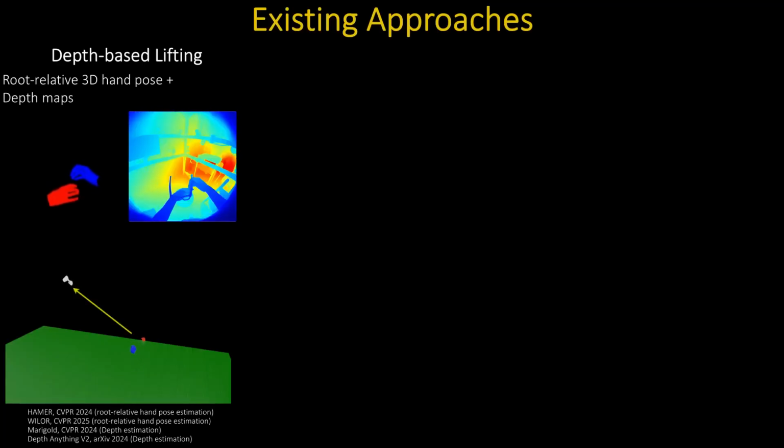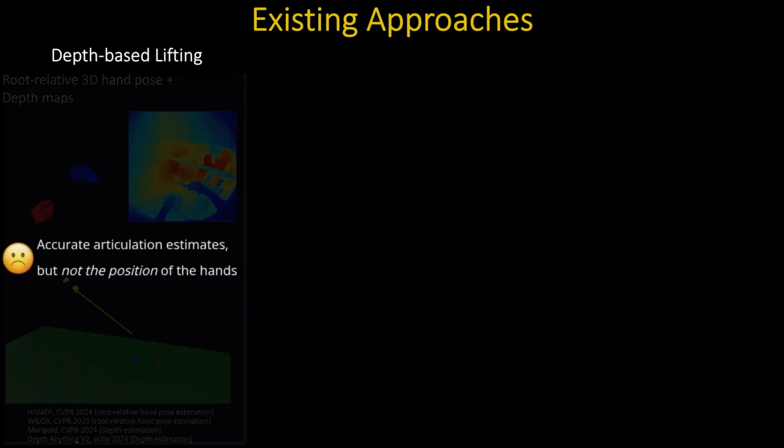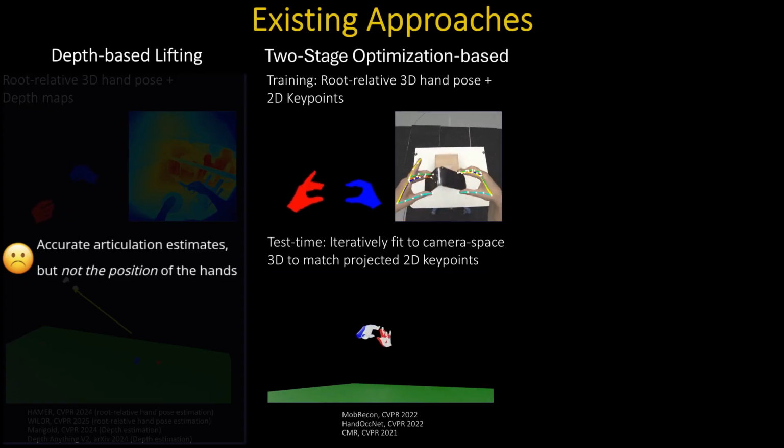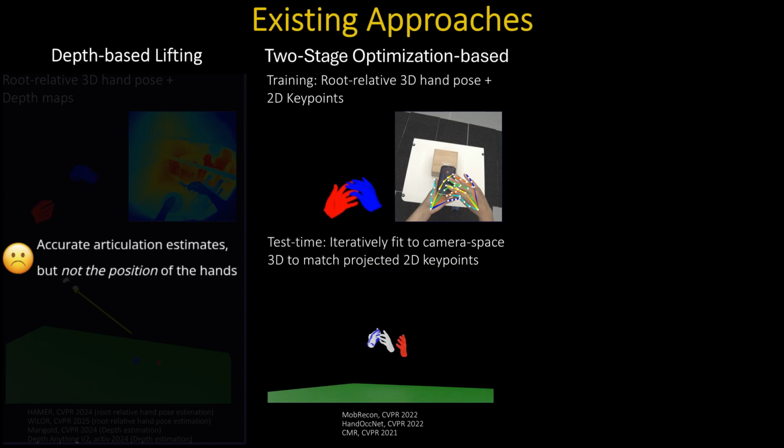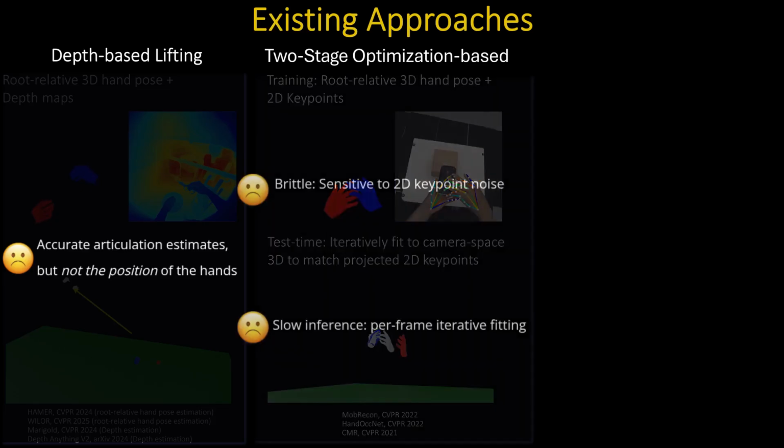A straightforward way to extend state-of-the-art root-relative hand pose methods is to combine them with depth estimators to lift their predictions into camera space. However, existing depth estimators fail to provide millimeter-accurate depth for hands. Another line of work adopts a second-stage optimization, where they estimate 2D to 3D correspondences between detected 2D key points and projected 3D hand poses via iterative fitting at test time. However, these methods are slow and sensitive to noise and initialization.